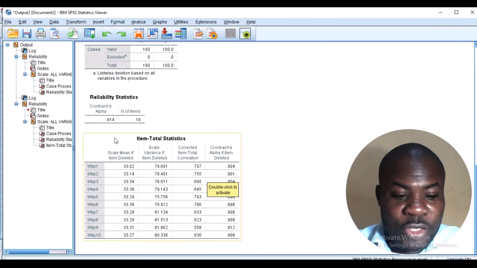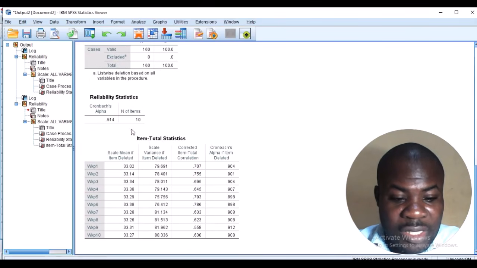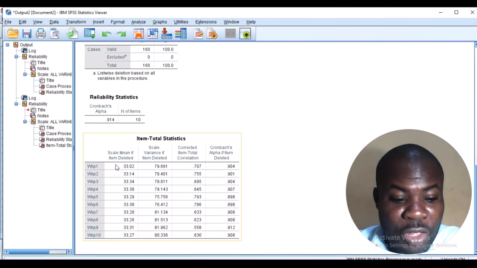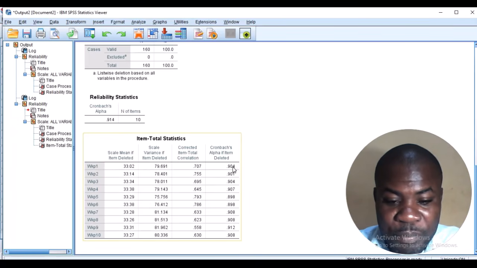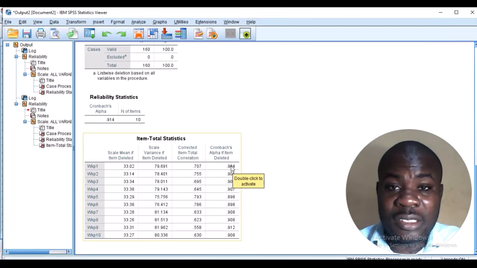So here you can see we also have the same 0.91. But here the analysis has given you the item total statistics. So this is the Cronbach's Alpha if item deleted. What this means is, if I remove item 1 from this data set, the Cronbach's Alpha reliability value will be 0.90.